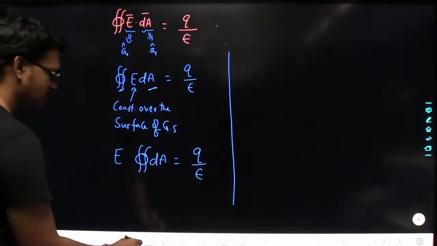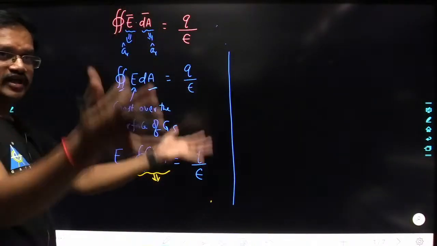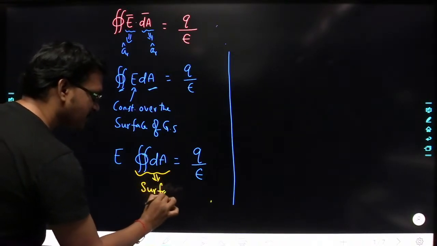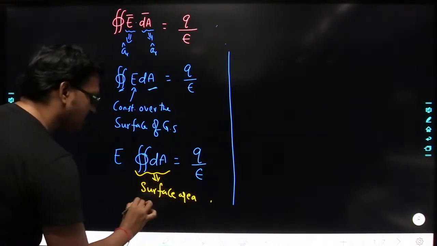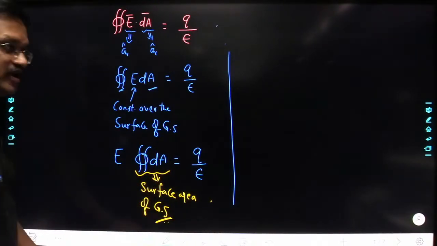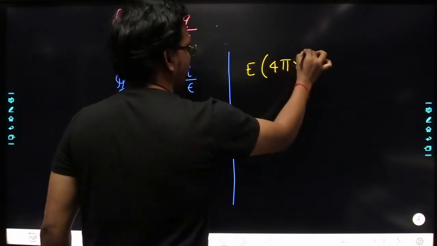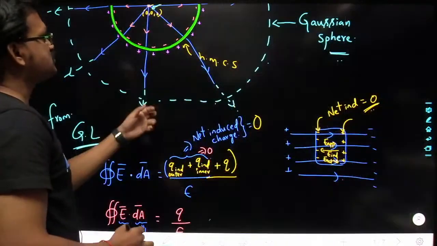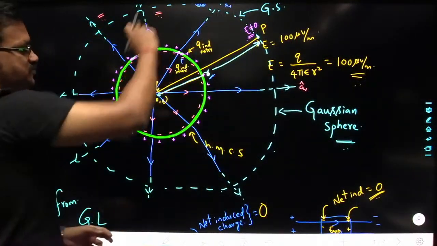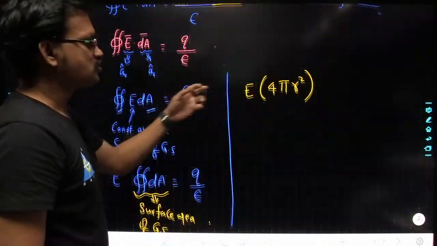So what is this closed surface integral dA here? This represents the surface area of the sphere, that is the Gaussian sphere. Just substitute the surface area of the Gaussian sphere here. What is the surface area of the Gaussian sphere? It is nothing but 4 pi r square. Yes or no here? So this is the radius of the Gaussian sphere. So the surface area of the Gaussian sphere is nothing but 4 pi r square, right?